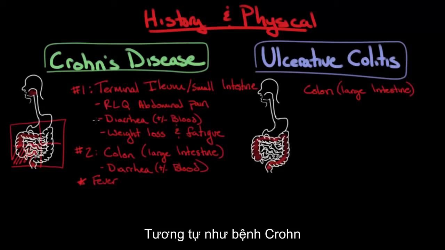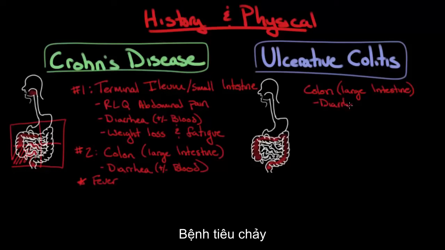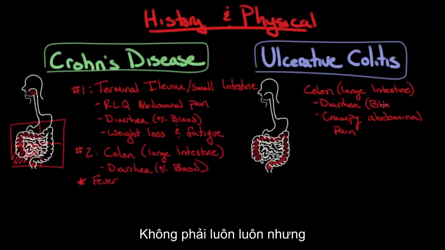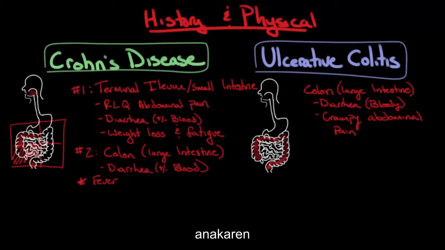So similar to Crohn's disease, if the large intestine is inflamed, in ulcerative colitis, the most common presentation is diarrhea with some diffuse, crampy abdominal pain. And then it's also important to note that this diarrhea in ulcerative colitis is often bloody. Not always, but fairly frequently bloody, and it's more frequently bloody than in Crohn's disease, although bloody diarrhea can occur in either type of inflammatory bowel disease.